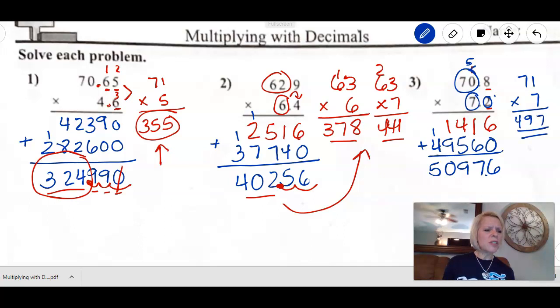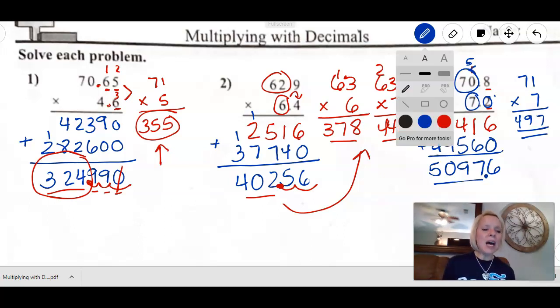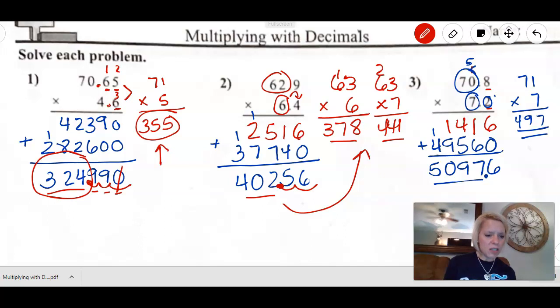That's only 497. Now, if we brought down our decimal like we might think that we do, like in addition and subtraction, look at what our whole number would be. It'd be 5,097. Is that anywhere close to 497? No, it's not. That's why we need to really be careful and count how many decimal values there are. So this is wrong. You have to be very careful.